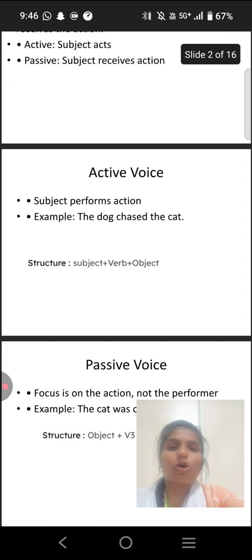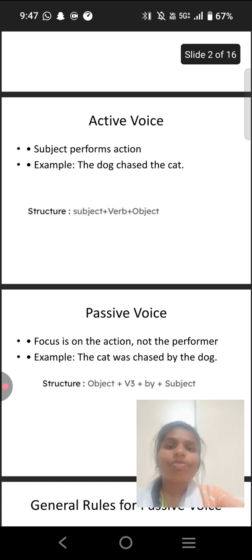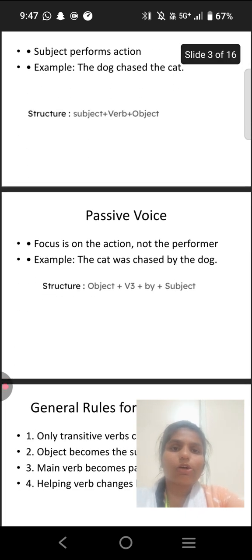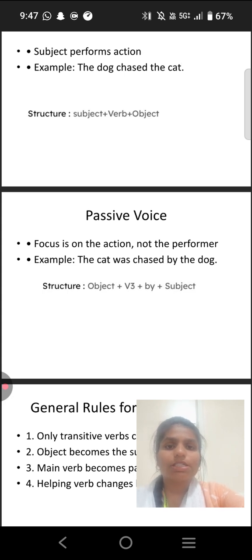First of all, what is the active voice? Subject performs the action. Object receives the action. For example, the dog chased the cat. We have the structure also: subject plus verb plus object. In passive voice, the focus is on the action, not the performer. For example, the cat was chased by the dog.